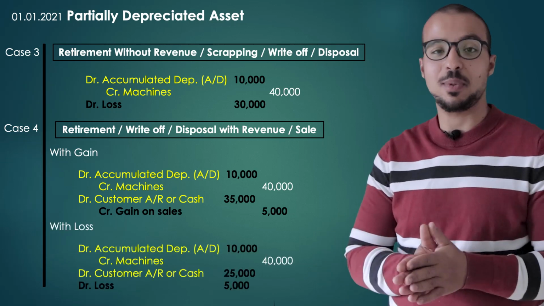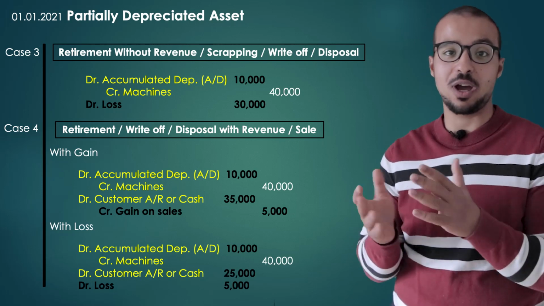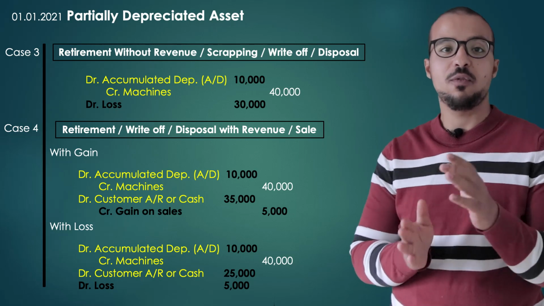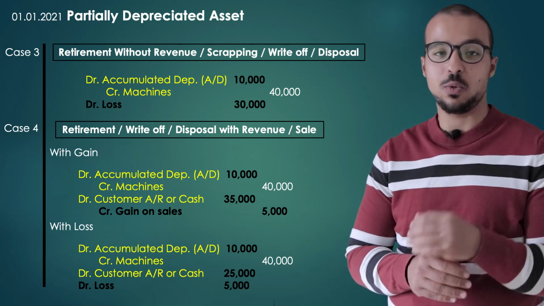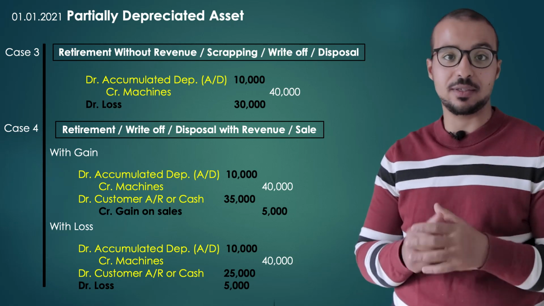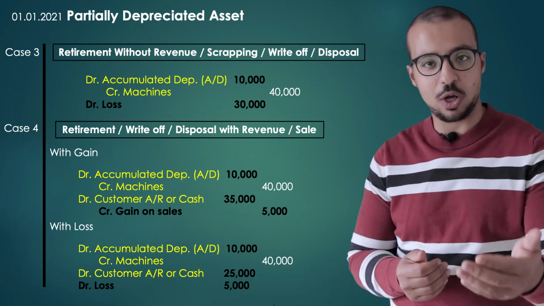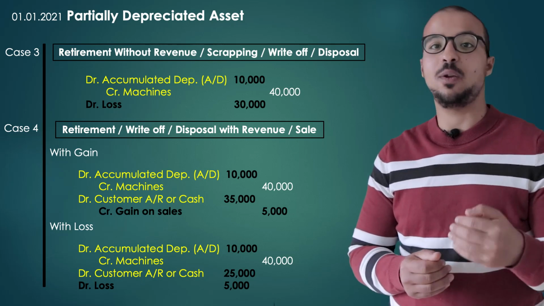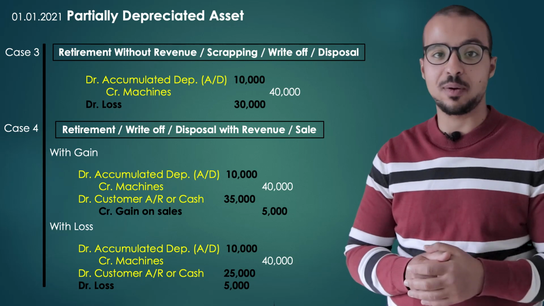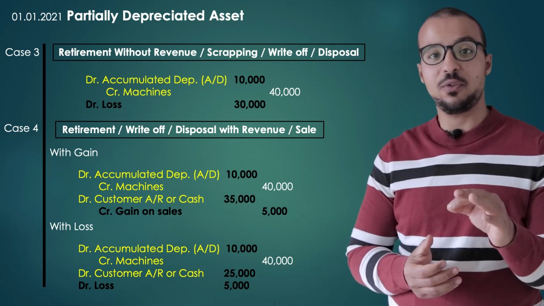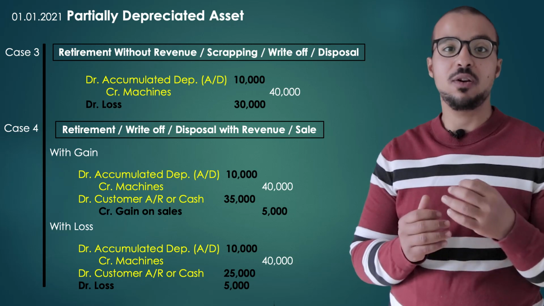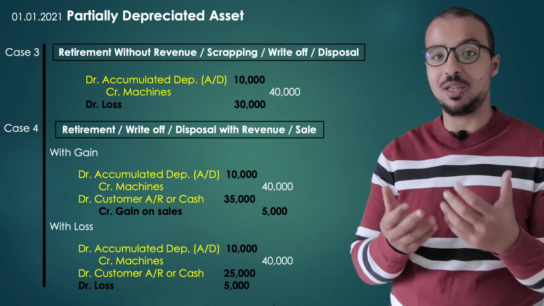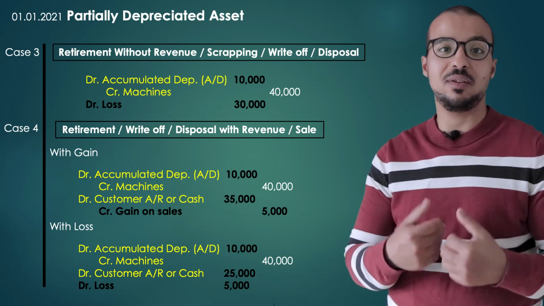The other possibility in this business case is that we sell the asset for a loss. So let's say we sold the asset on 1st of January 2021 for the value of 25,000. So this is less than the net book value of the asset at this time. Here the financial entry will be a debit to accumulated depreciation for 10,000, a credit to the asset for 40,000, and then we have a debit to the customer accounts receivable for 25,000, and the difference is a debit to loss for 5,000 because we lost 5,000, which is the difference between the net book value of the asset and the amount that we received from the customer.